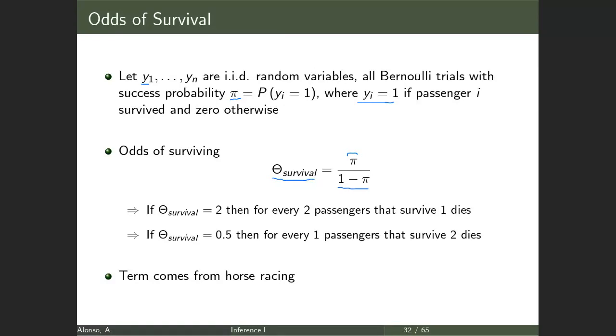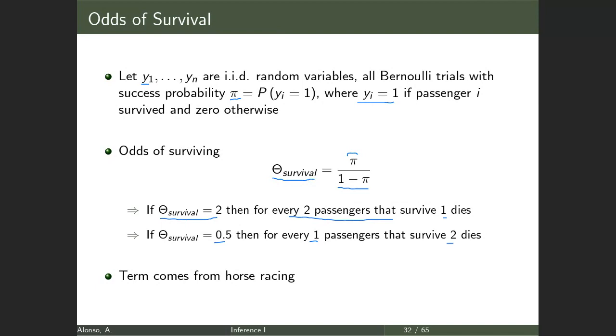So for instance, if you have an odds of survival equal to 2, that means that for every 2 passengers that survive, 1 dies. So the probability of surviving is 2 times larger than the probability of dying. That's a good thing. If you have an odds of survival of 0.5, that means that for every passenger that survives, 2 die.